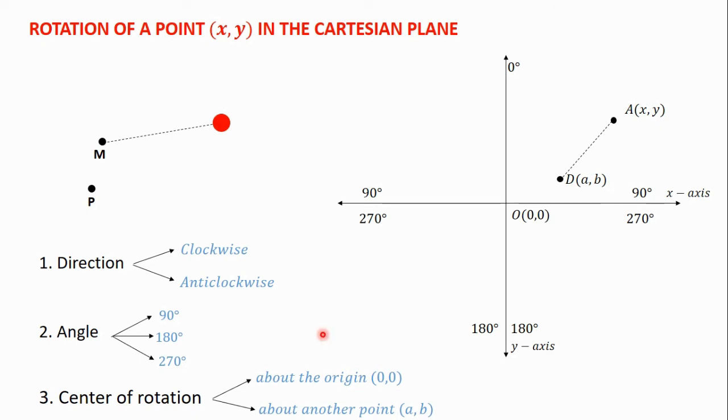So in the subsequent videos, we are going to learn how to rotate a point through a 90 degrees clockwise direction or a 270 degrees anti-clockwise direction about the origin or about another point. We also learn how to rotate a point through a 90 degrees anti-clockwise direction or a 270 degrees clockwise direction about the origin or about another point. Then we will learn how to rotate a point through a 180 degrees angle about the origin or about another point, because for 180 degrees it doesn't matter whether it is clockwise or anti-clockwise.